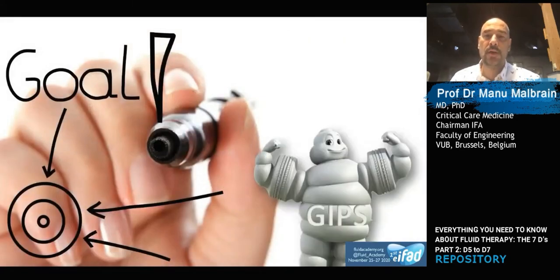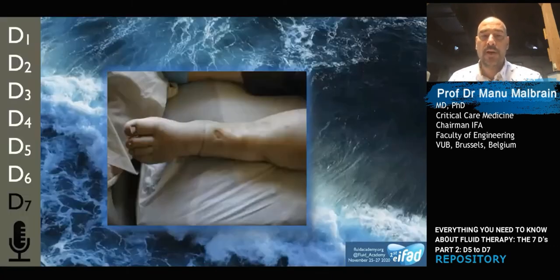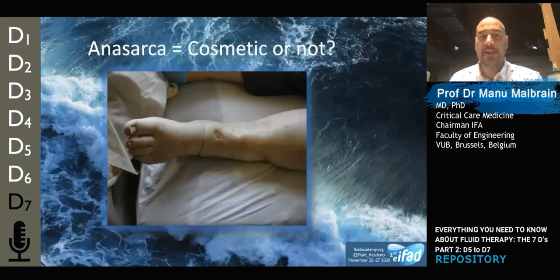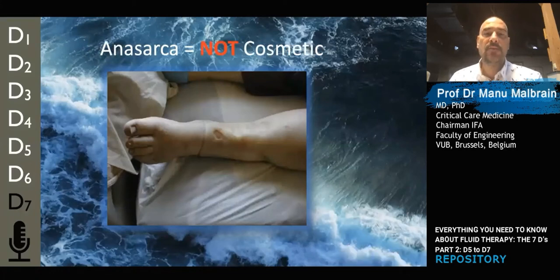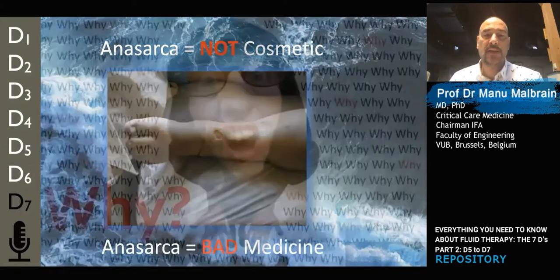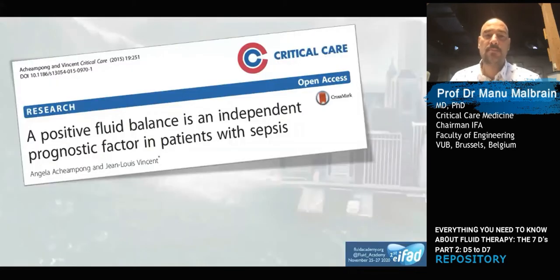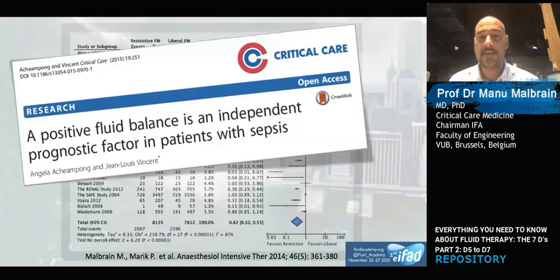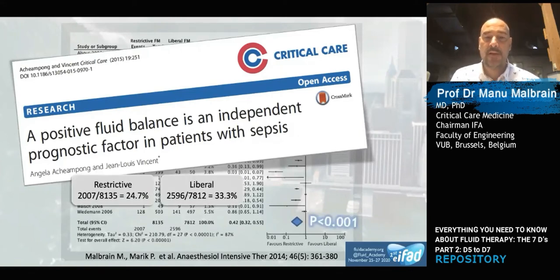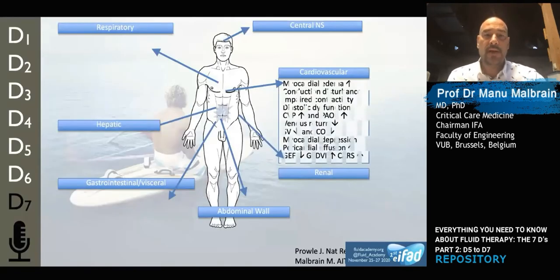The ultimate goal is to avoid global increased permeability syndrome. So why is that? Well, you could ask yourself whether peripheral edema, anasarca, is just cosmetic. I believe it's not cosmetic, but it is bad medicine. Why is it bad medicine? Because a positive fluid balance is an independent predictor for poor outcome in patients with sepsis. And if you look at this data, you can see that a restrictive regimen carries a better prognosis than liberal fluid management.